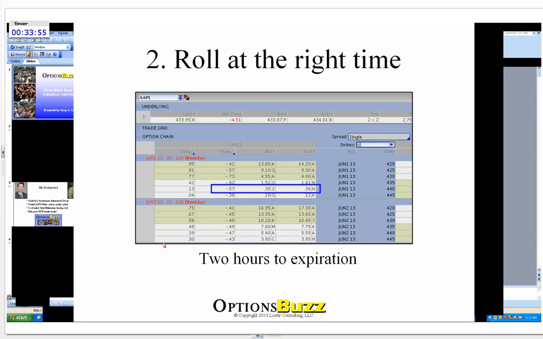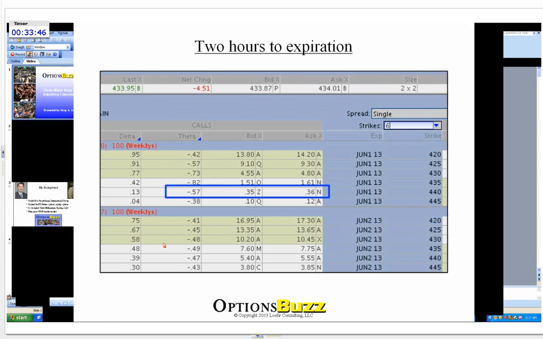Okay, and roll it out to the next expiration so that we can take in that credit. Right, when we do that, we're going to take in a credit, and that's going to lower the risk of the trade. And that's going to make this adjustment for us. So let's take a look at when to make that roll.